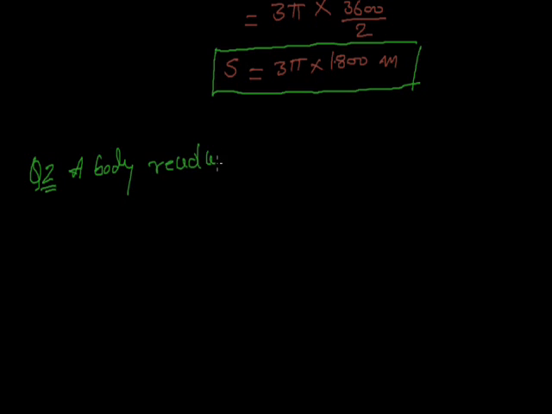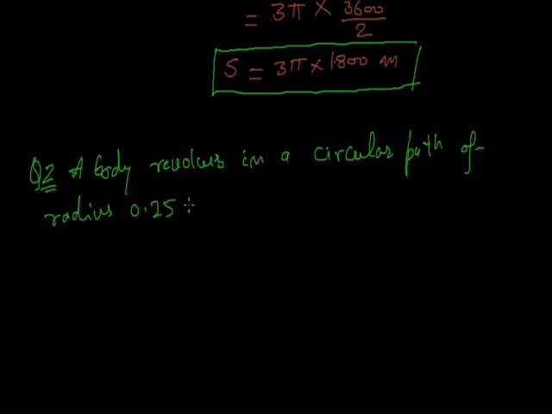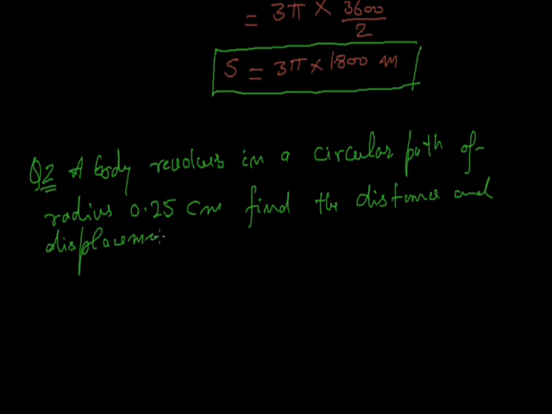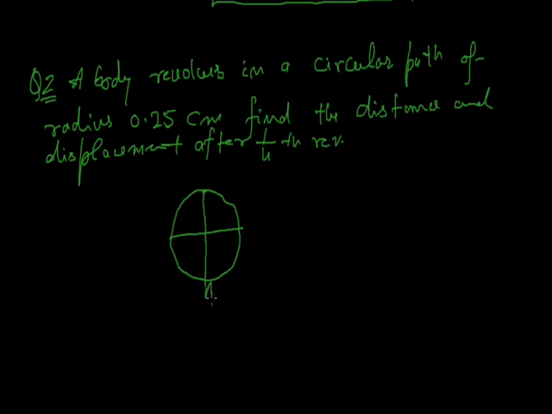Question number 2. A body revolves in a circular path of radius 0.25 centimeter. Find the distance and displacement after 1/4 revolution. This will be point A, B, O point.